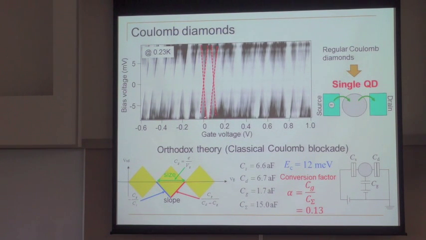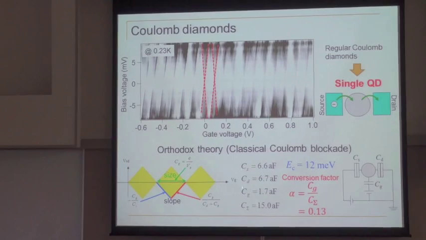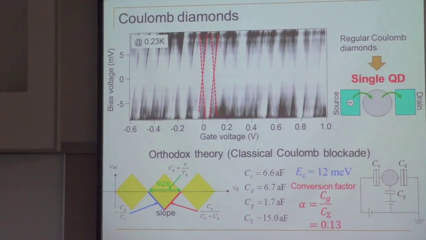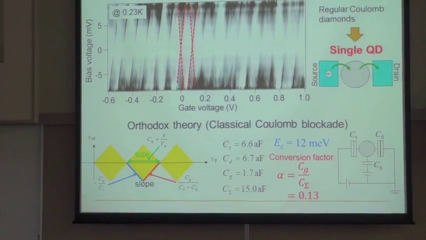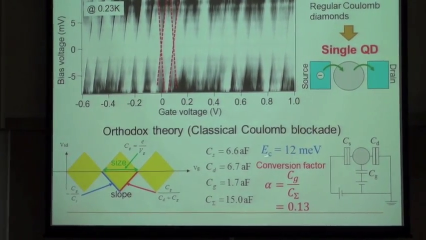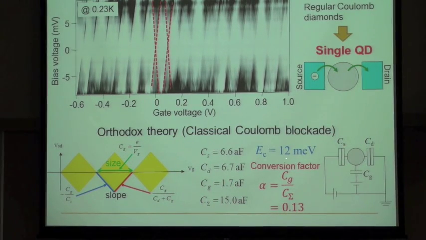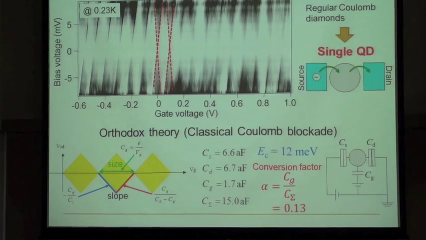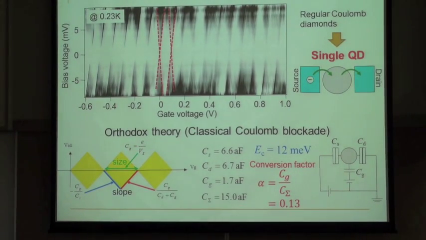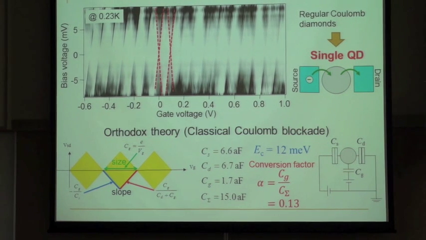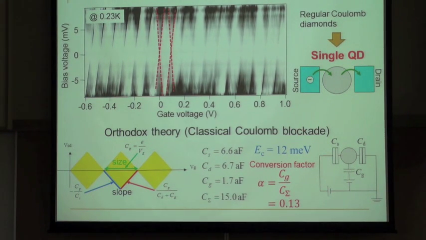Red lines show the edge of the Coulomb diamond, and from the size and the slope of the diamond, we could estimate the capacitances of source, drain, and gate. And using these capacitances, we can estimate the charging energy to be 12 milli-electron volt. And the conversion factor, which is the efficiency of gate control, is estimated to be 0.13. This value will be discussed later.